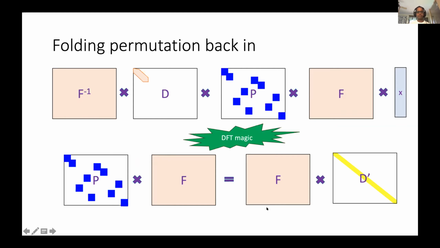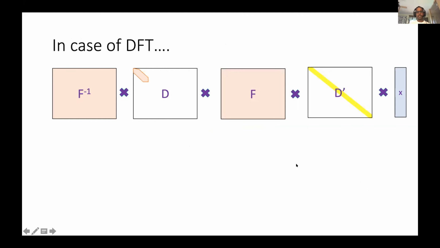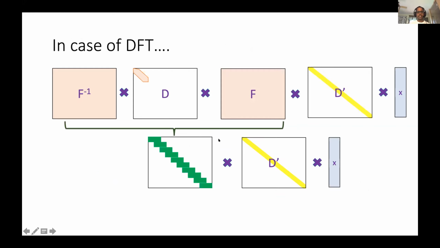So multiplying on the left by this permutation is the same as multiplying with another diagonal matrix D prime on the right. And so if I replace that, here's the situation for DFT. Again, the F inverse DF is row sparse. And so now one query in X would be some number of queries to D prime X, but I know D prime up front and I can have query access to X, so that's not a problem.